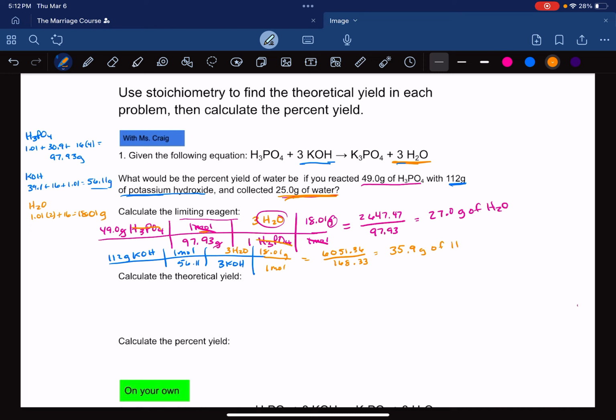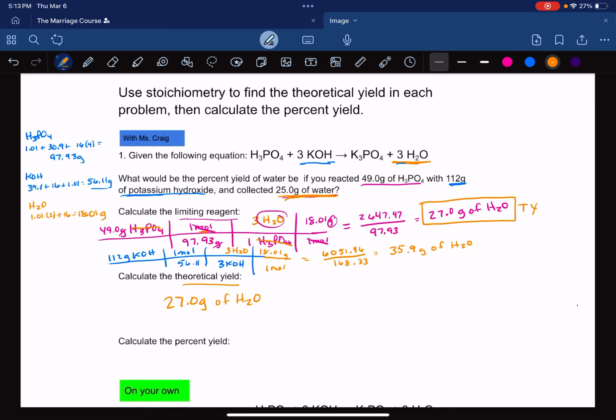Okay, so now our theoretical yield is going to be the one that is the lowest amount that could be produced. So 27 is less than 35.9, so this is our theoretical yield. So our theoretical yield is 27.0 grams of water. That's how much theoretically could be produced. Now we're going to find our percent yield.